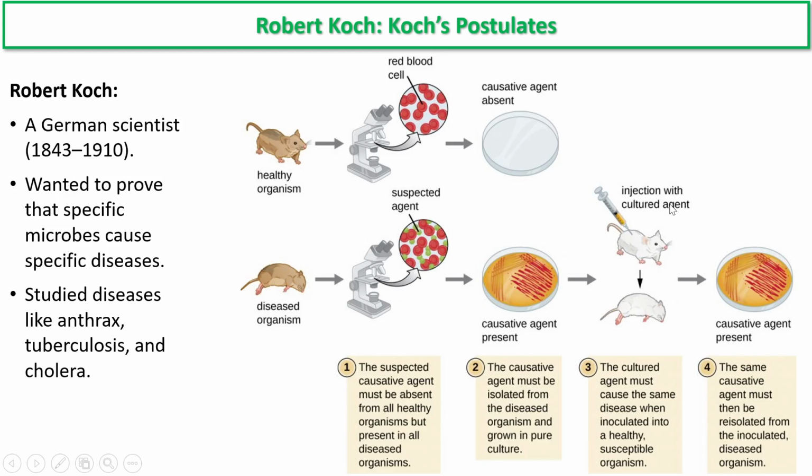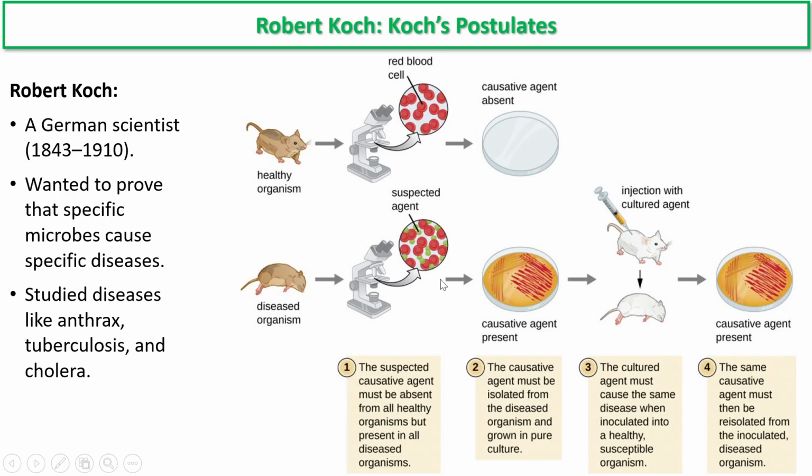When he injected the cultured agent into a healthy mouse, this mouse died. He had grown some culture here, taken this culture and injected it into a healthy mouse, and it died. It means something was isolated from the diseased organism, which he had seen under the microscope, cultured, and then re-inoculated into this mouse. This mouse died because of it. And when he again isolated from this dead mouse on the petri plate, he found that the causative agent is present, the same causative agent which was present here, is also present here.